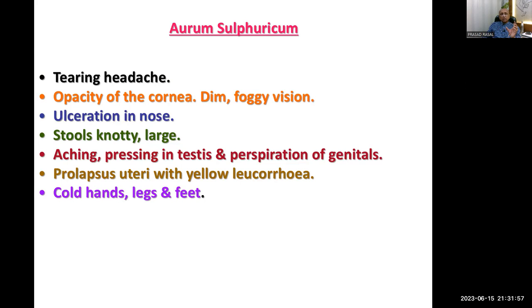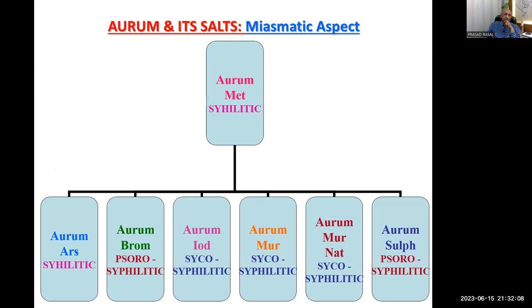So this is again a remedy from the sorosyphilitic miasm. When we learn all these salts, you must know the mathematical cleavage, with which it is quite easy to understand. Aurum originally is a purely syphilitic remedy. When it gets attached with arsenicum, it becomes sorosyphilitic, or sometimes tuberculosyphilitic. When it gets attached with bromium, it is absolutely sorosyphilitic. When it gets attached with iodine, where typical scrofulous affections happen, it becomes psorosyphilitic.